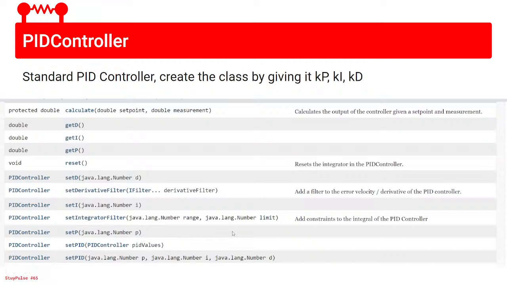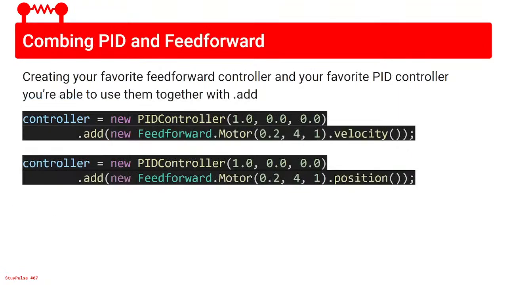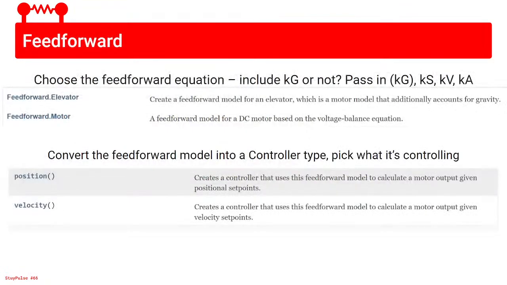I think there's a note in the slideshow that the I term, if you are using it, requires some housekeeping. So in that case, you'd use an I filter, or you just specify the range and the limit. But I generally set it to 0. But yeah. Then there's a feed forward. I presented 2 equations before, one with kg and one without. So you just want to choose which one you want to use.